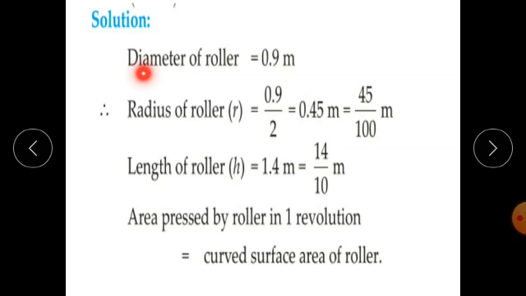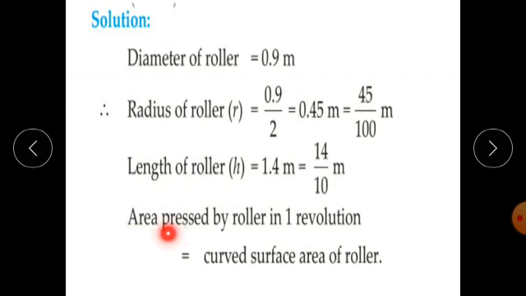Solution. Diameter of the road roller is given as 0.9 meter. So radius of road roller equals 0.9 divided by 2, equal to 0.45 meter, equal to 45 upon 100 meter. And length of the road roller is given as 1.4 meter, which means it is the height. Height equals 1.4 meter, equal to 14 upon 10 meter.